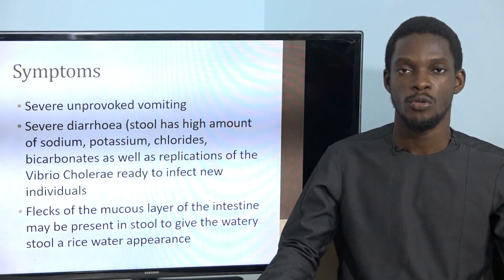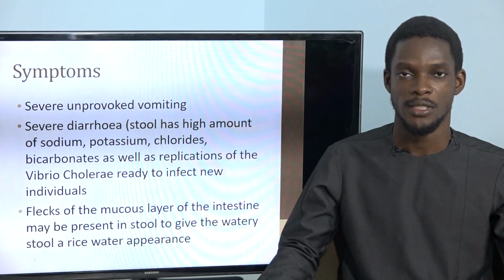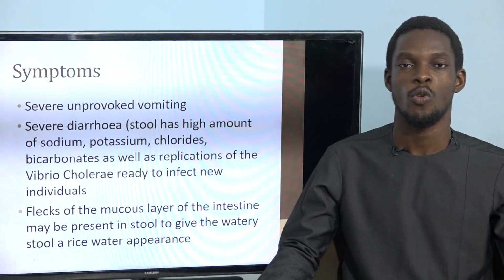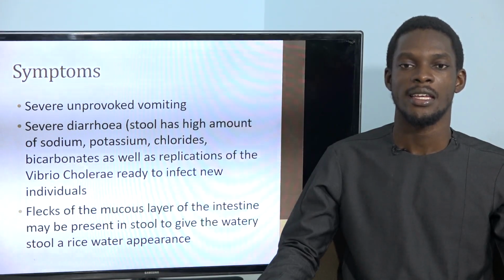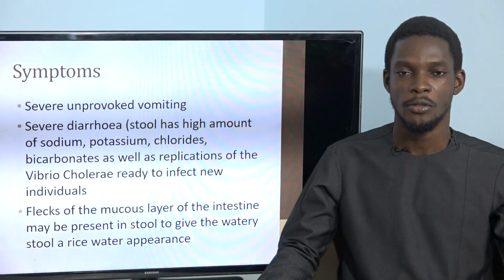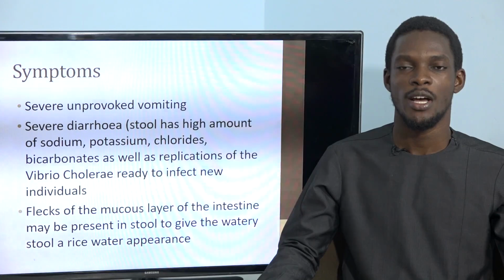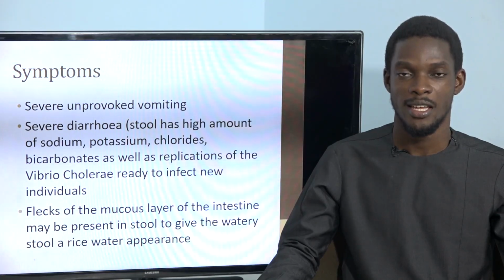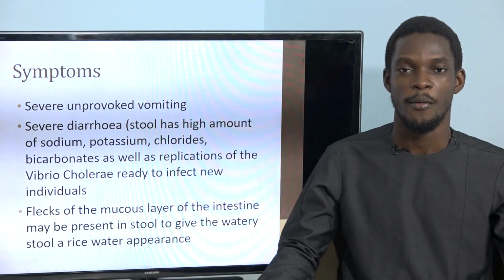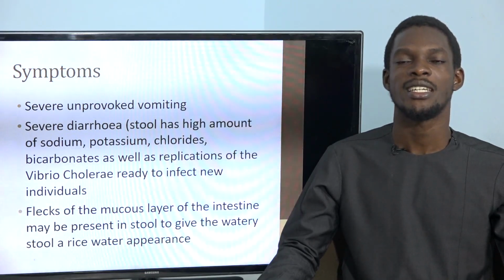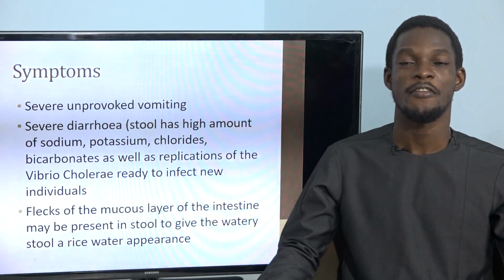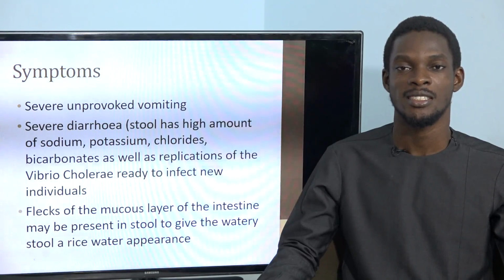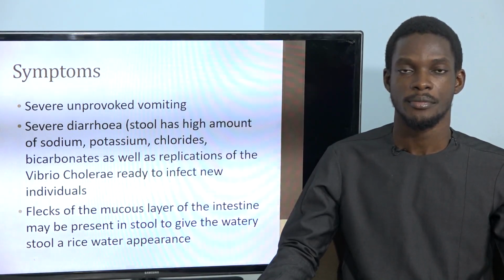Symptoms include unprovoked vomiting, and the vomiting is in copious amounts. You have severe diarrhea, stool that is high in sodium, potassium, chloride. The stool has a high concentration of these electrolytes, chlorides, bicarbonate, as well as replications of the Vibrio cholera bacteria, which are ready to infect the next person who touches this stool.